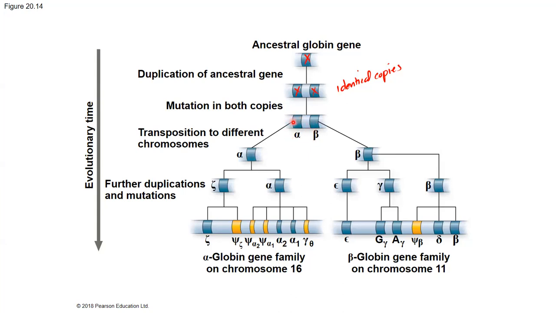Then transposons might change the location of these two genes within the chromosome. So now this alpha gene was carried by a transposon into chromosome 16, and maybe the beta gene was carried into chromosome number 11. And then further duplications and mutations generated all the genes within each one of these two gene families. So as you can see here, we have three mechanisms.